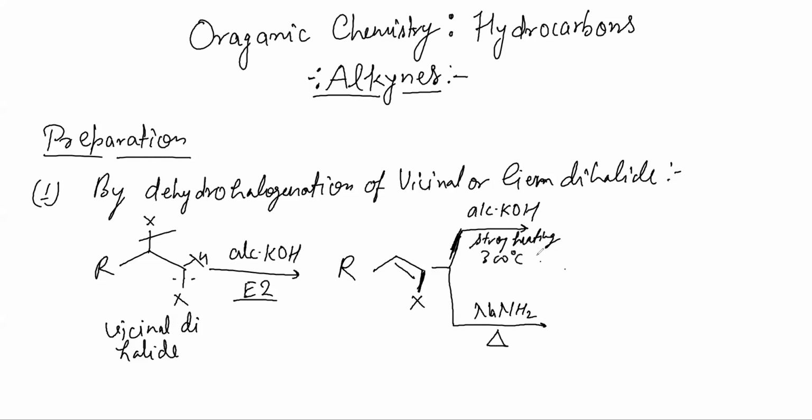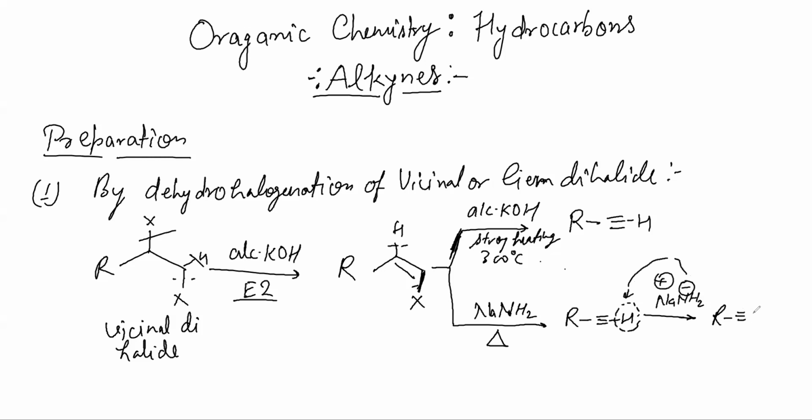Why am I saying high temperature? Because alcoholic KOH is a weaker base as compared to NaNH2. So if you want a triple bond to come here, you will require high heating in case of alcoholic KOH. So the product will be this. This X and this H will be gone, and you will get this. In case of NaNH2 also, you will get the same product. But NaNH2 being a very strong base, it again reacts, and this terminal hydrogen is removed by NaNH2, and ultimately you are left with this.